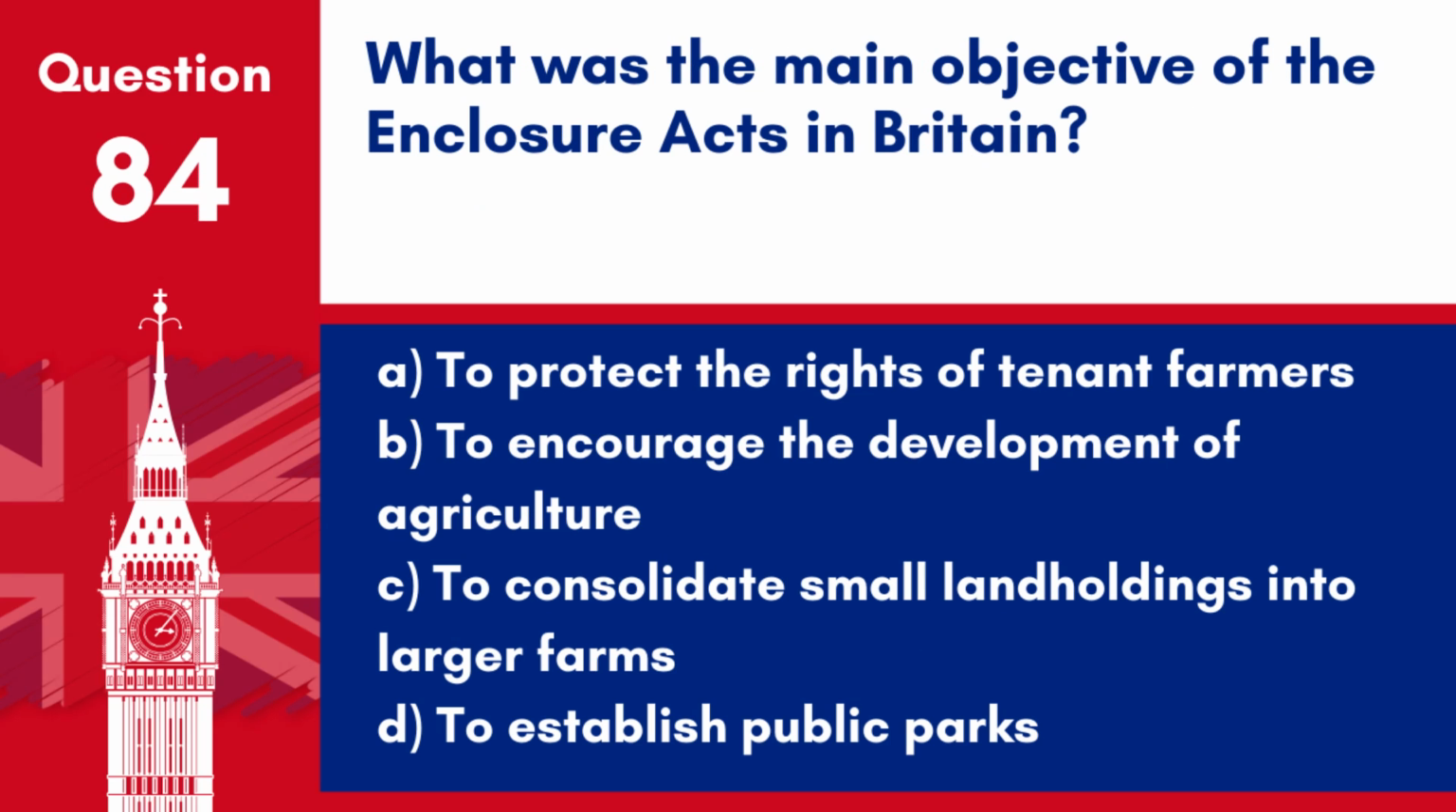Question 84. What was the main objective of the Enclosure Acts in Britain? A. To protect the rights of tenant farmers. B. To encourage the development of agriculture. C. To consolidate small landholdings into larger farms. D. To establish public parks. Answer: C. To consolidate small landholdings into larger farms. The main objective of the Enclosure Acts in Britain was to consolidate small landholdings into larger, more efficient farms.